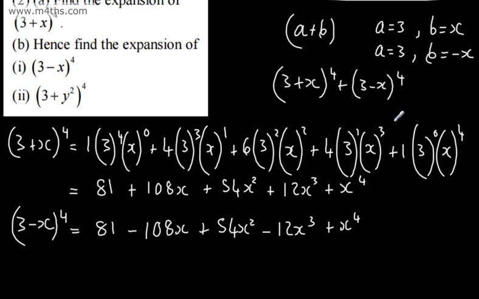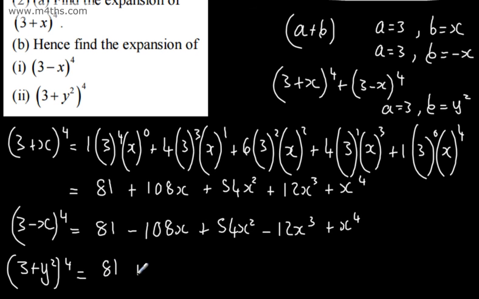Okay, let's just do the next one. What we've got here now is that a is equal to 3 and b is going to be equal to y squared. So what we're going to have here, let's just write this out, 3 plus y squared to the fourth. You're not expected to start this again. So if we just pick this one up here, what we're going to have is 81 plus, now this is going to, instead of x, it's going to be y squared. So this is going to be plus 108y squared.